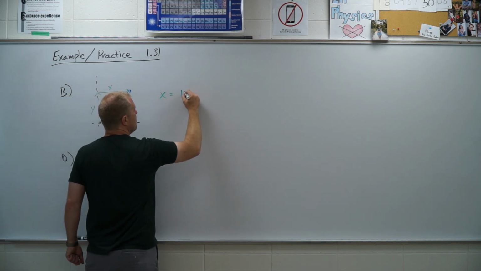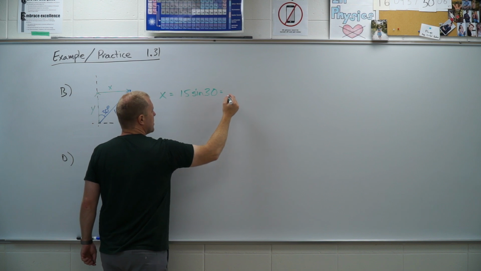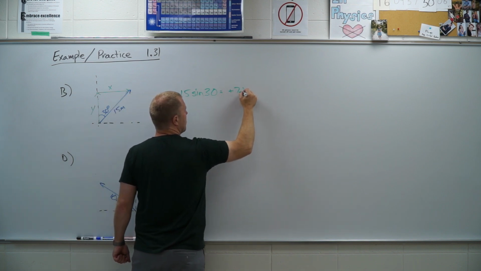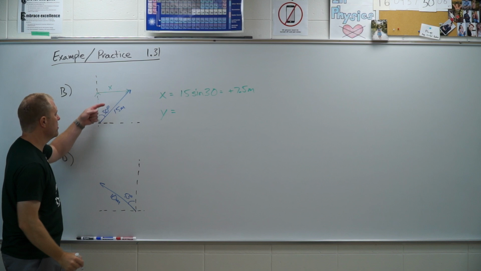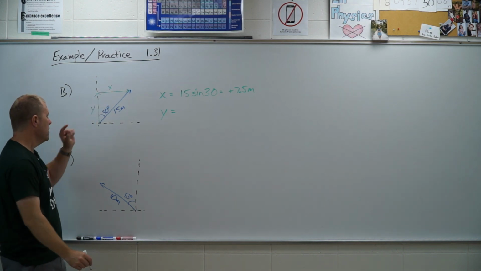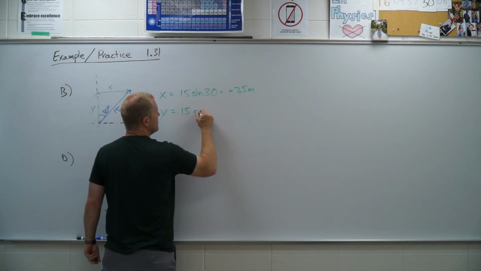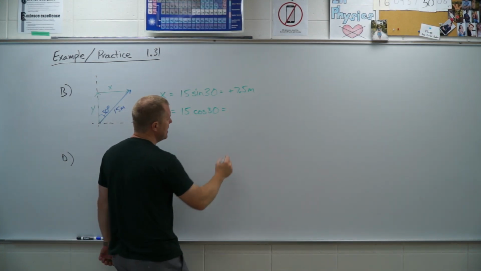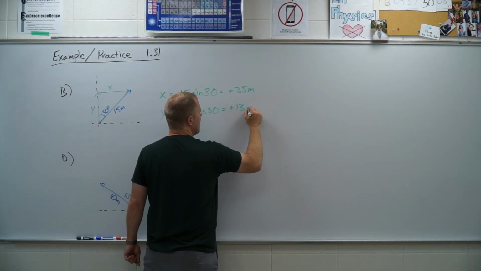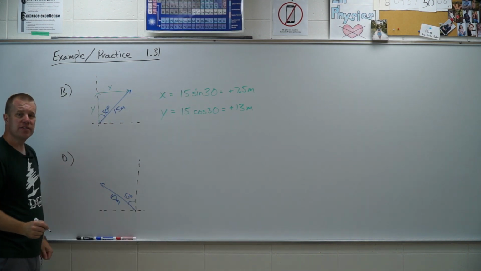So this one is going to be 15 times the sine of 30, which comes out to a positive 7.5 meters. My y direction, and how do I know it's positive? Because it's pointing to the right. The y pointing up is also going to be positive. That one is adjacent, so we're going to go 15 cosine of 30. We'll have to type that into a calculator, and we get about 13 meters by doing that. All right, let's do the same thing down here.